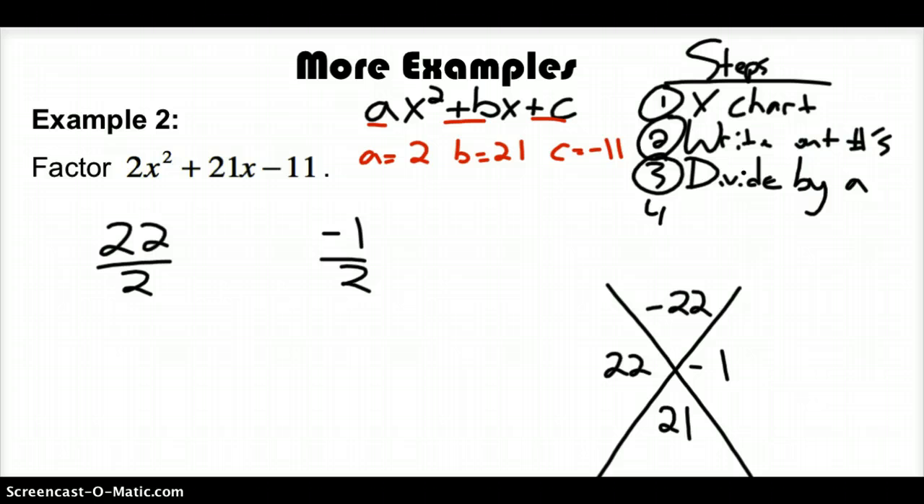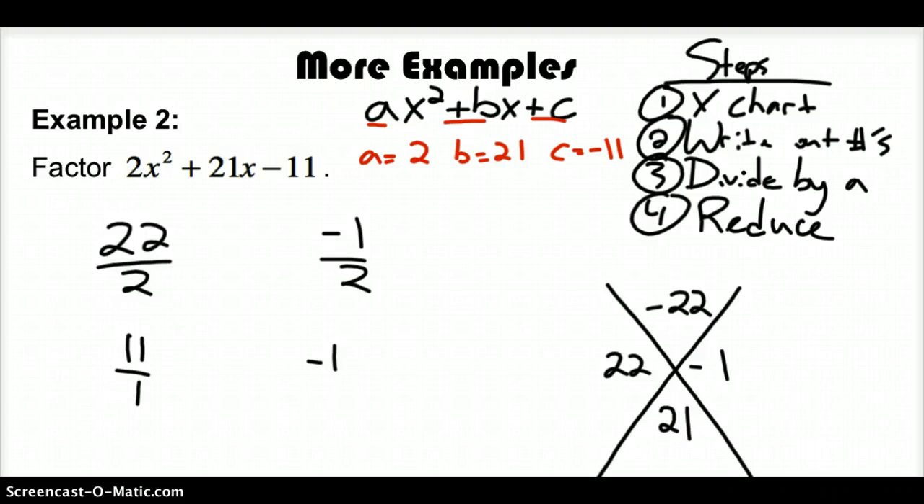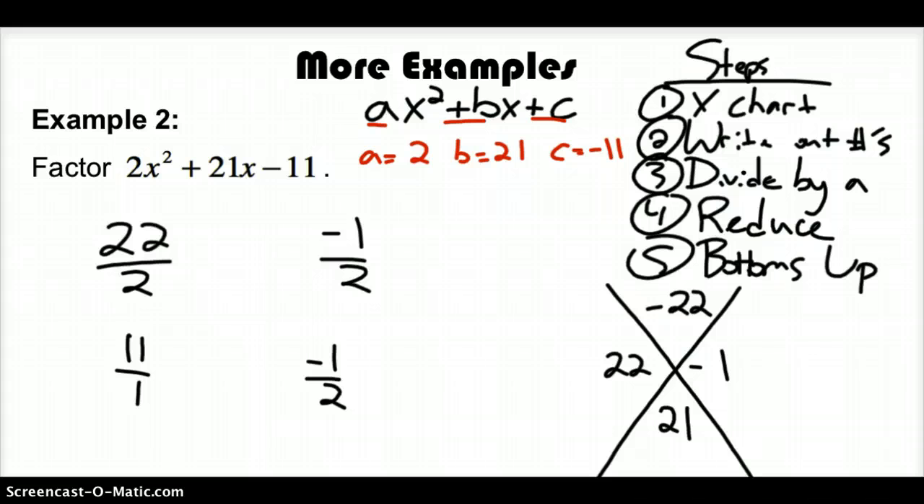Now I want to reduce my fraction. So I'll reduce my fractions here. I get 11 over 1 here. Negative 1/2 does not reduce, but that's okay. And now I can do the bottoms up part, and this is step 5, I guess. I can write bottoms up, where again, that denominator is going to come up and become the coefficient to x in my factor. Right?